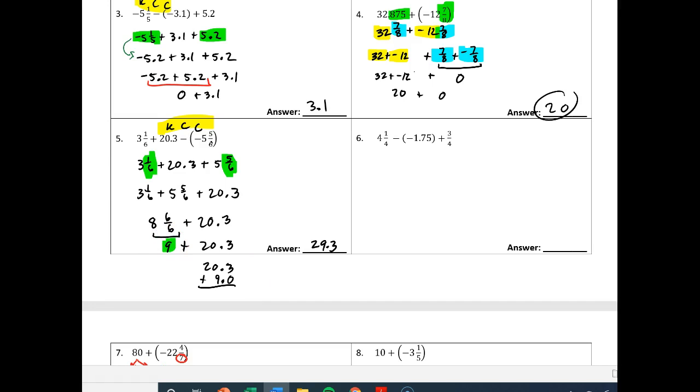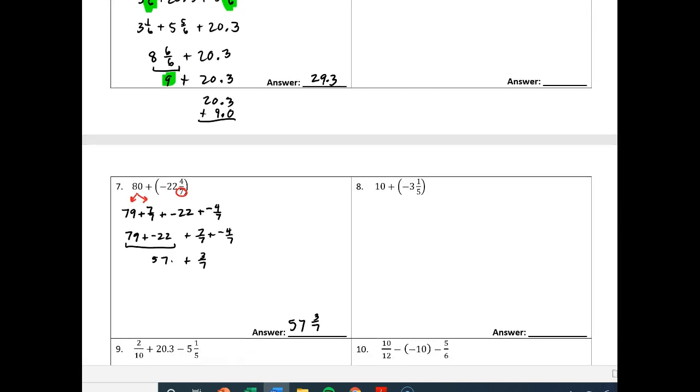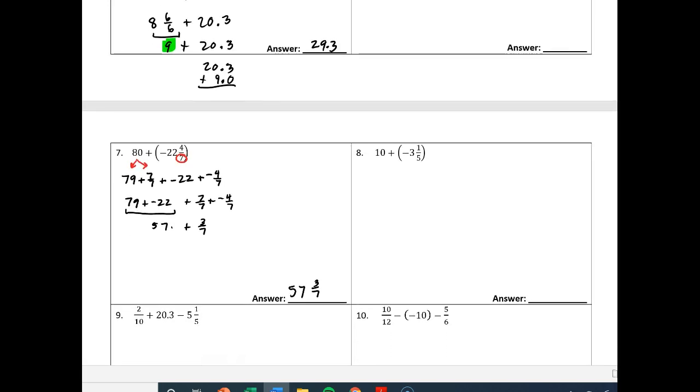I'll let you take care of the last one. I did one more on the back. It was 7. This is called borrowing from a whole. To make your life a little bit easier, I'll write it out here. Borrowing from a whole. And basically it's when you have this whole number and you're trying to add negative or subtract, you can break up 80 and rewrite it by looking at this denominator. So I'm going to break it up into 79 and then a 1 whole, which is determined by that fraction right there, which is 7.